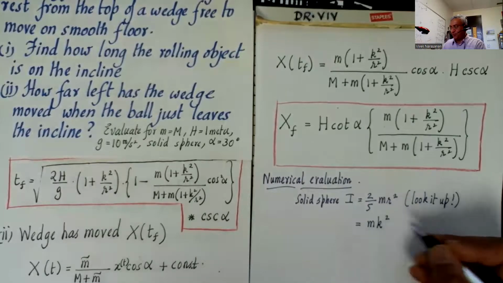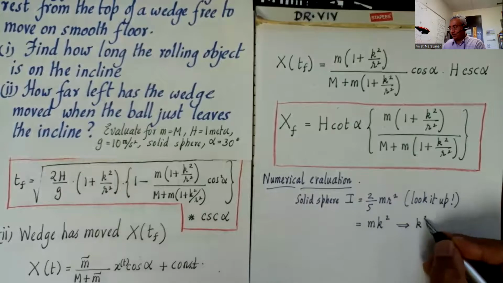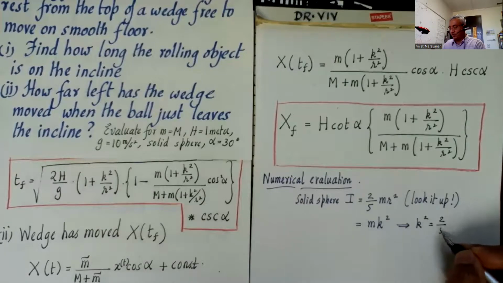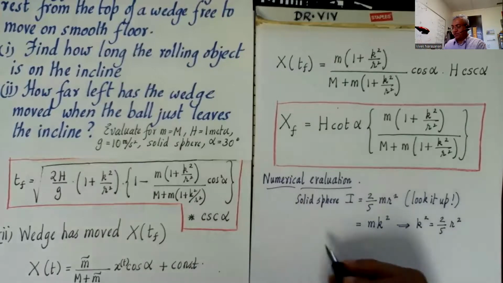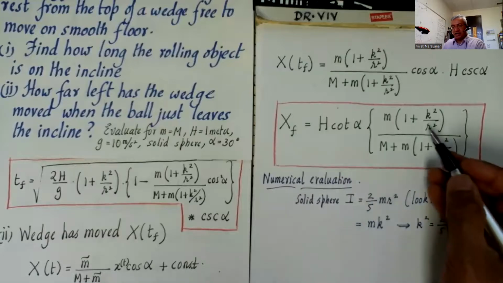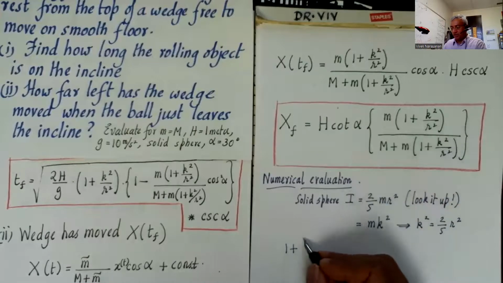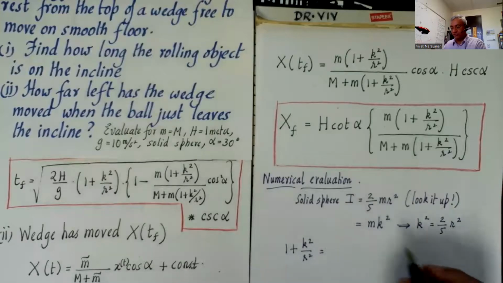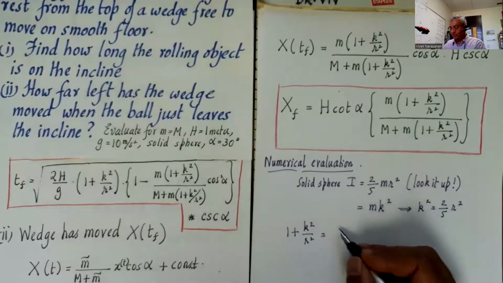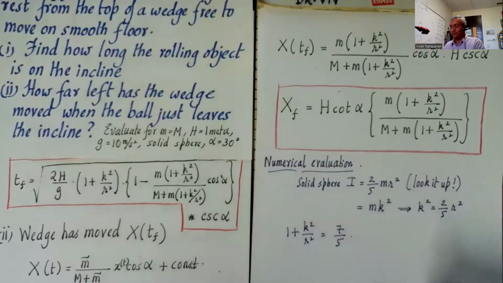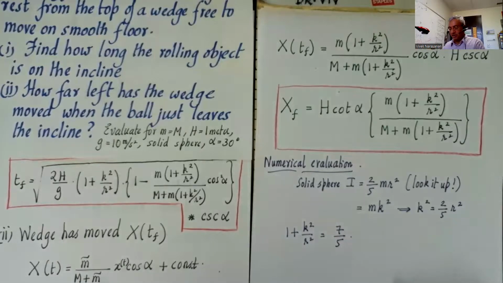And so that tells me that k squared equals 2/5 r squared, which means that this quantity that I keep writing, 1 plus k squared over r squared, k squared over r squared is 2/5. So 1 plus k squared over r squared is just 7/5. So that is really nice.